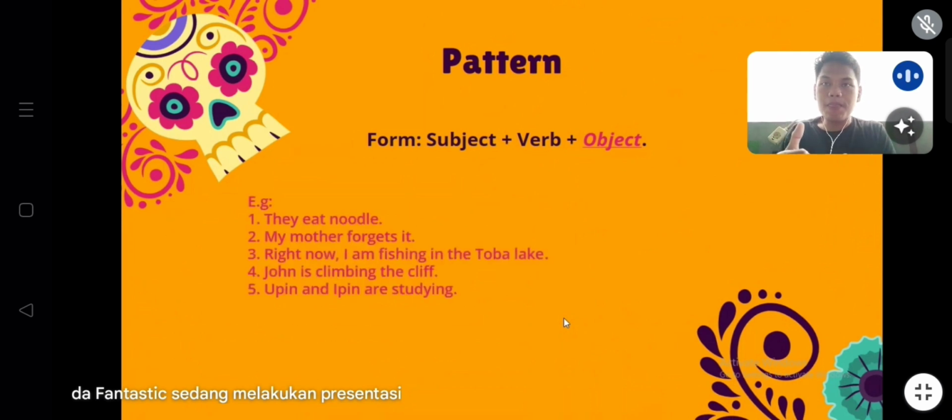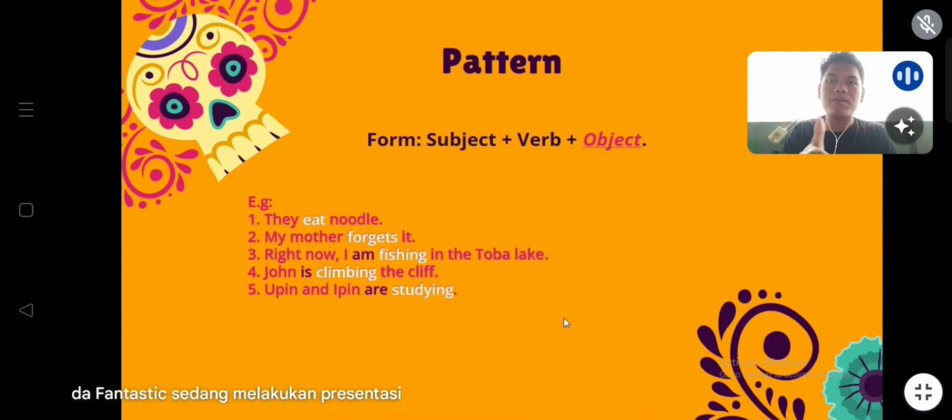For example, they eat noodles. They do something that is eating, and what do they eat is noodle. Number two is my mother forgets it. My mother does something that is forgetting something, and the something is it.